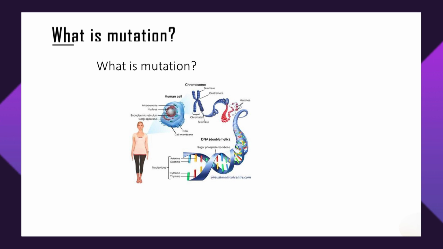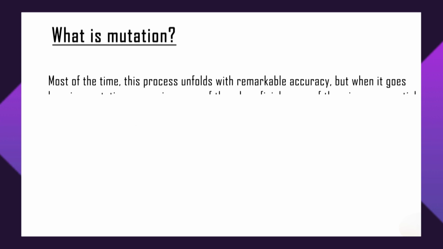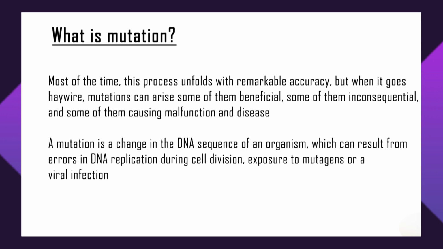The precise transmission of genetic information from one generation to the next is fundamental to life. Most of the time, this process unfolds with remarkable accuracy, but when it goes haywire, mutations can arise, some of them beneficial, some of them inconsequential and some of them causing malfunction and disease. Yet precisely where and how heritable genetic mutations tend to arise in humans has remained largely unknown.